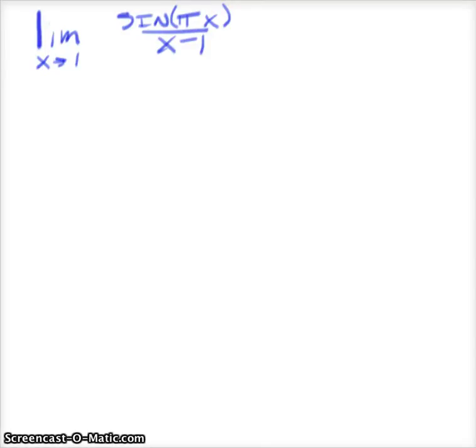This is a video on how to solve this particular trig limit problem. Remember, we have this in our minds already: the limit as x approaches 0 of sine x over x, correct? That is equal to 1. So we already know that.